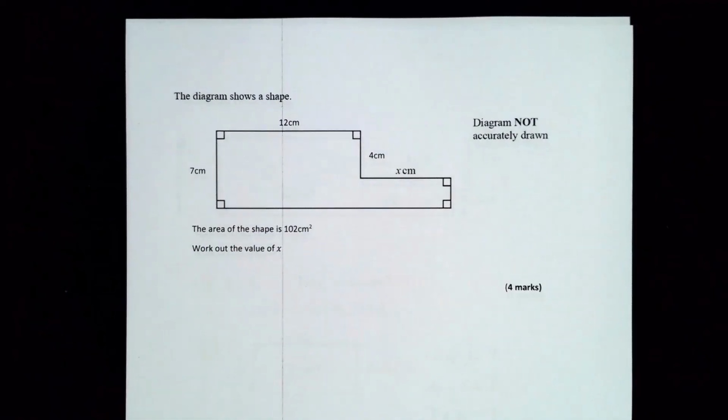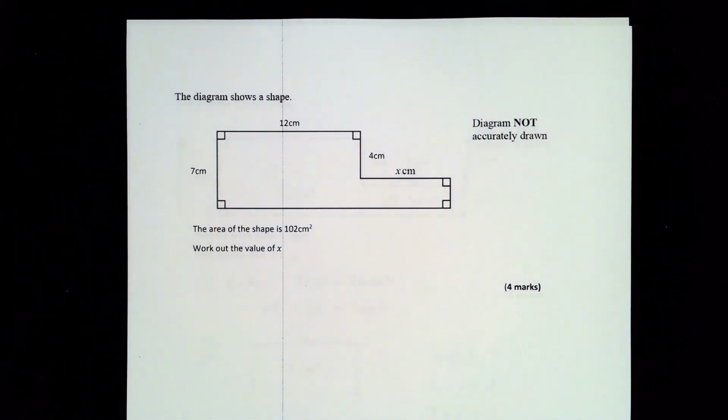Here is another question for you to try. As you can see, it's slightly different numbers, 12, 7, 4. Again, you need to work out x, and this time the area is slightly bigger at 102 centimeters squared. So have a go at this question, take a picture of your submission and upload it onto class charts when you're done, and we can check it when you've done that.